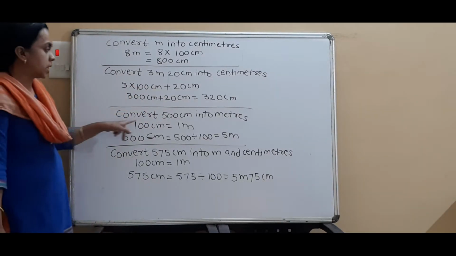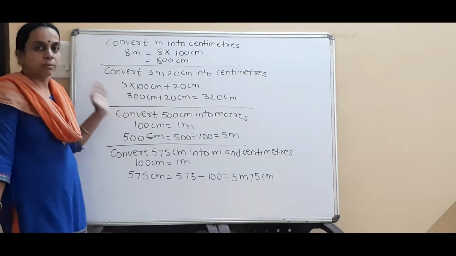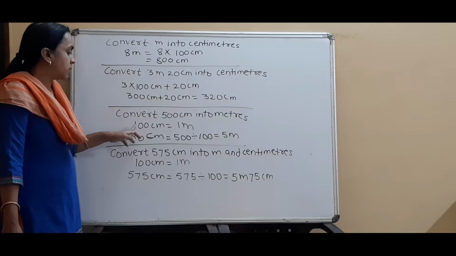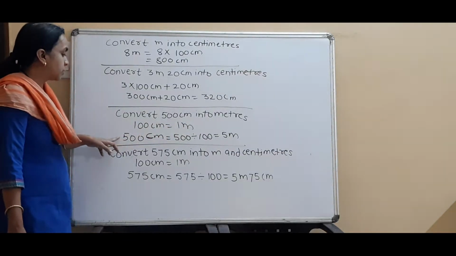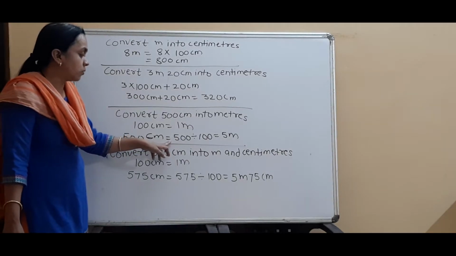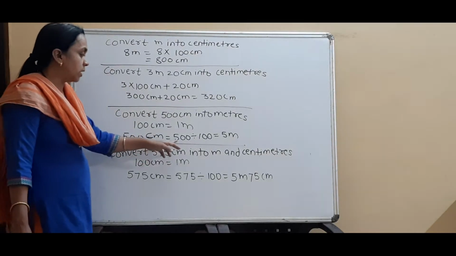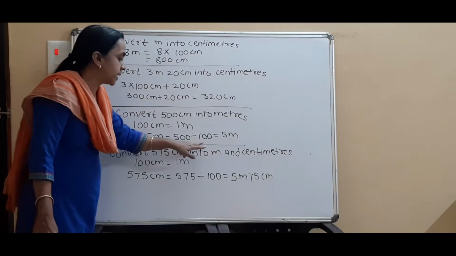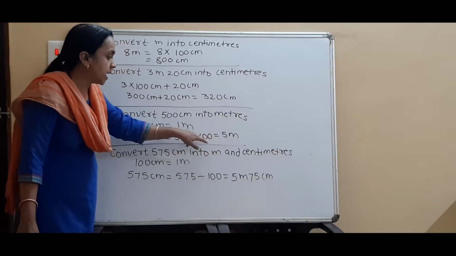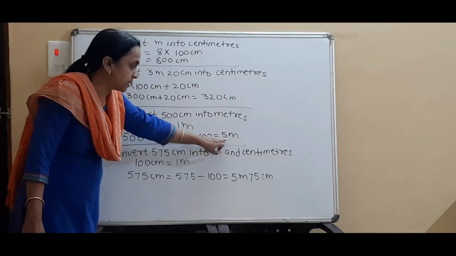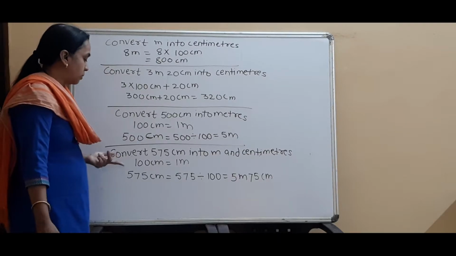Suppose we have to convert 500 centimeter into meter. So opposite we have to do here. Suppose see, 100 centimeter equal to how much? 1 meter. Okay, so 500 centimeter we have to convert into meter. So what we have to do? We have to divide this 500 by 100. So 500 divided by 100 equal to 5. 100 5s are 500. So what is our answer? 5 meter.